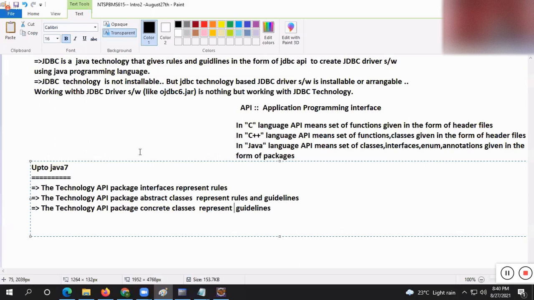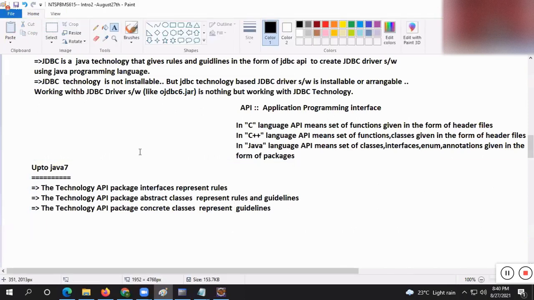Understanding my point? Don't think that these technology people will give rules and guidelines as English statements. Don't think that they will release an MS Word document. They will never release an MS Word document having rules and guidelines. They will release APIs having rules and guidelines, in the form of packages to the market. You should feel interfaces are acting as rules, abstract methods are acting as rules, concrete methods are acting as guidelines, concrete classes are acting as guidelines.